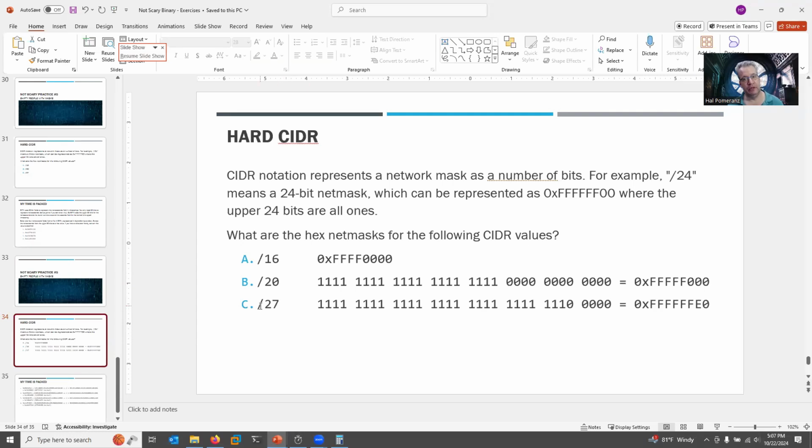/27. This one is often what your ISP will give you if they give you a static range of IP addresses, right? So 27, okay, so we need 27 bits, 4, 8, 12, 16, 20, 24, and then 3 more bits gets you to 27. Okay, a bunch of Fs, okay? And then in the lower byte, okay, 1, 1, 1, 0. 8, 4, 2, 14. Okay. And 14 is E. So this nibble is an E, and then the lowest nibble is a 0.